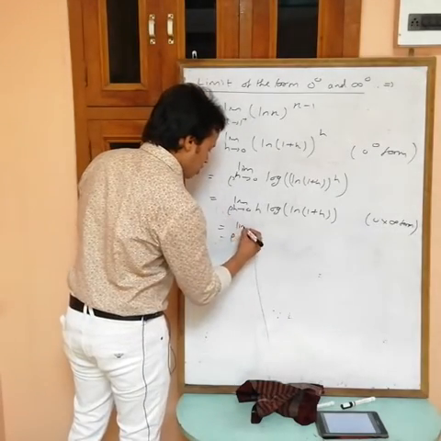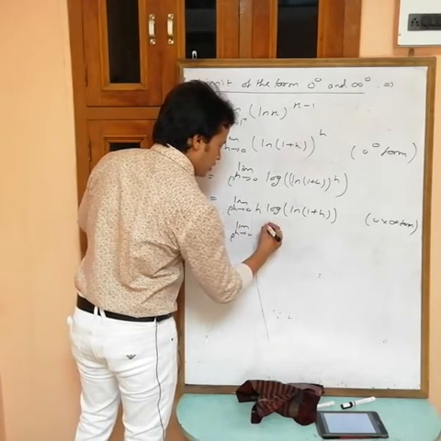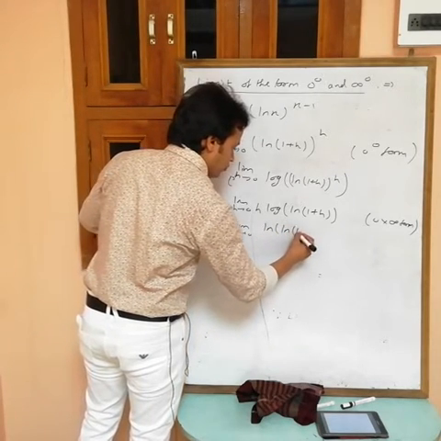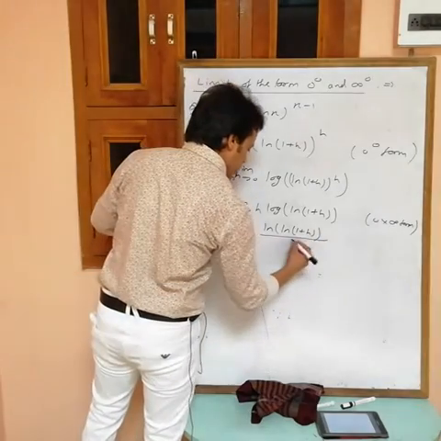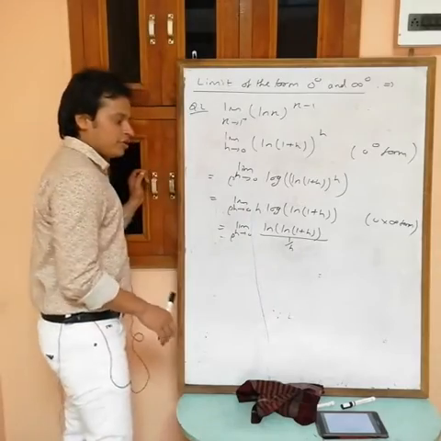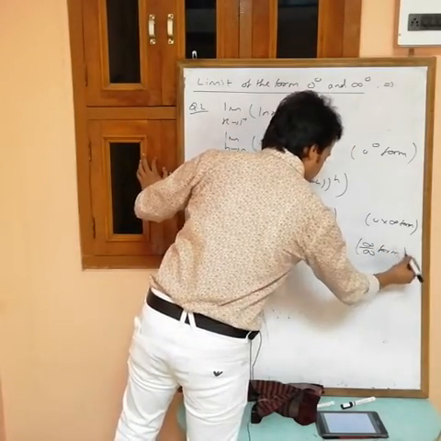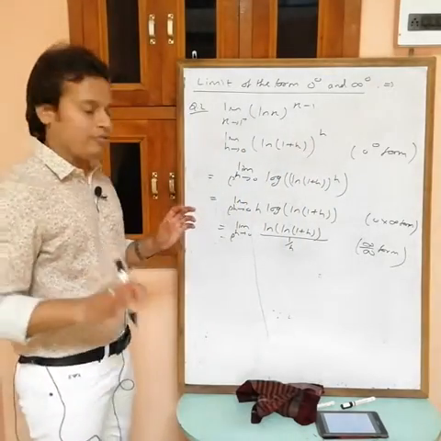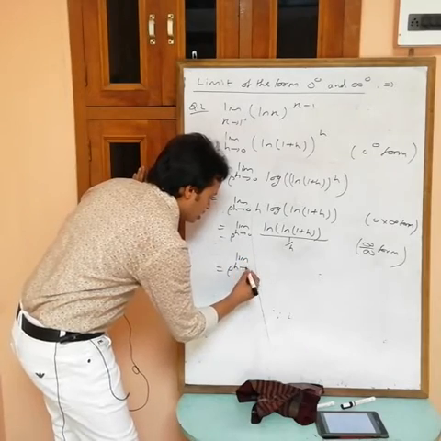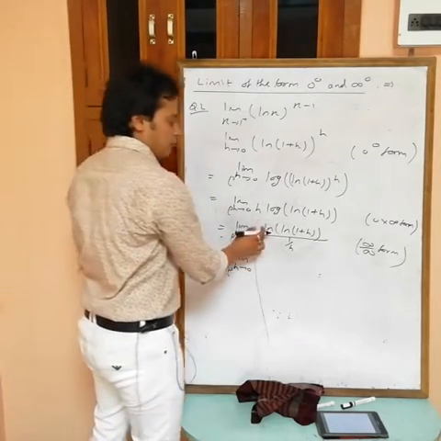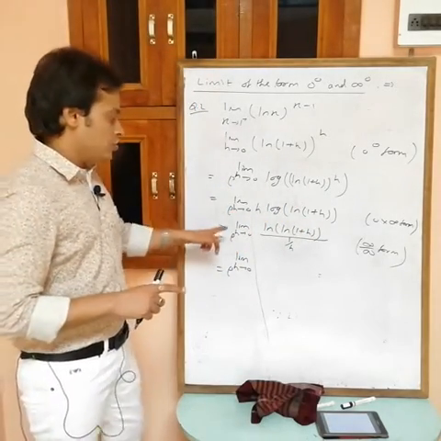Then e power limit h tending to 0, log of, or I can write ln also, ln of ln 1 plus h, divided by 1 by h. Okay, now we are getting infinity by infinity form. Okay, now you can use L'Hopital rule. If you use L'Hopital rule, e power limit h tending to 0, differentiation of ln of ln 1 plus h, differentiation with respect to h whose limit is given.